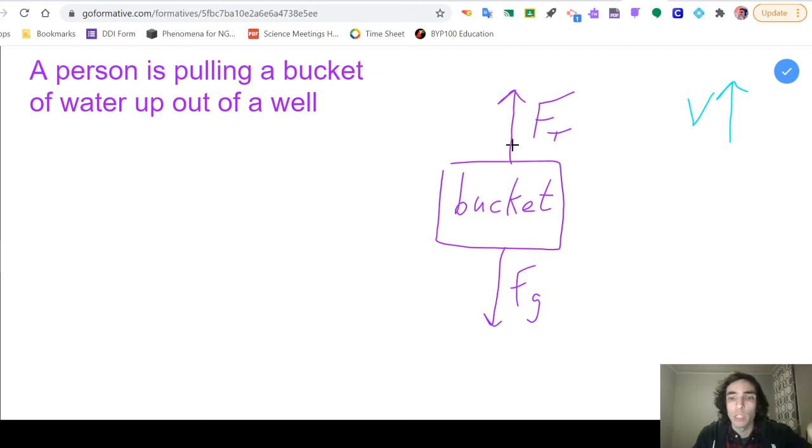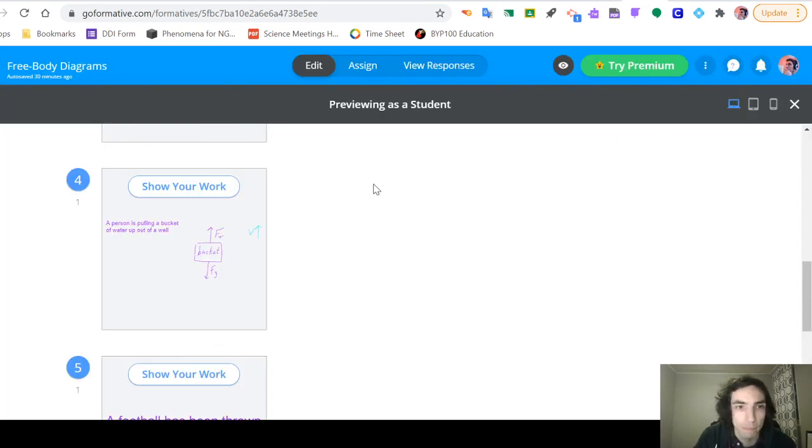Again, if we wanted to draw the three cases, if this were speeding up, then our tension force would need to be stronger and drawn as a longer vector than gravity, because that sort of supports the velocity that this bucket has. If this bucket were rising at constant velocity, these two forces would need to be balanced. And if this bucket were slowing down on its way up, our gravitational force would need to be stronger and drawn longer than this tension force. Those are the three cases for this one.